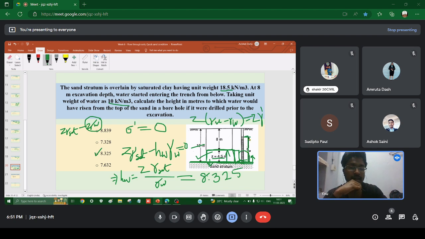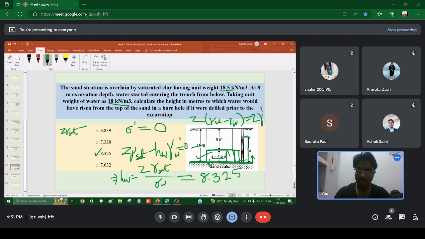Then this portion will be what? HW minus Z gamma W, isn't it? So if we take minus Z gamma W minus HW gamma W, it is plus Z gamma W. Z gamma W cancels from both sides, we are left with Z gamma sat minus HW gamma W. Okay, so for this reason we are considering the total pressure of the clay minus the upward pressure exerted by water.